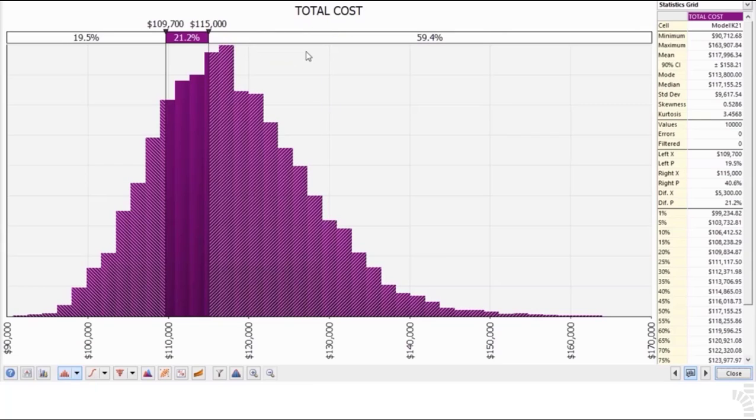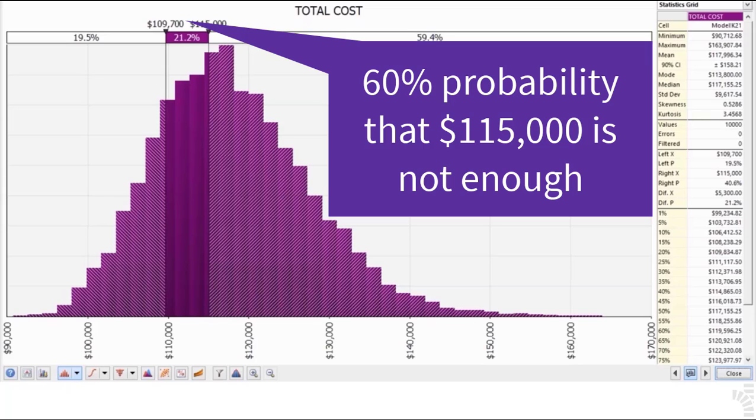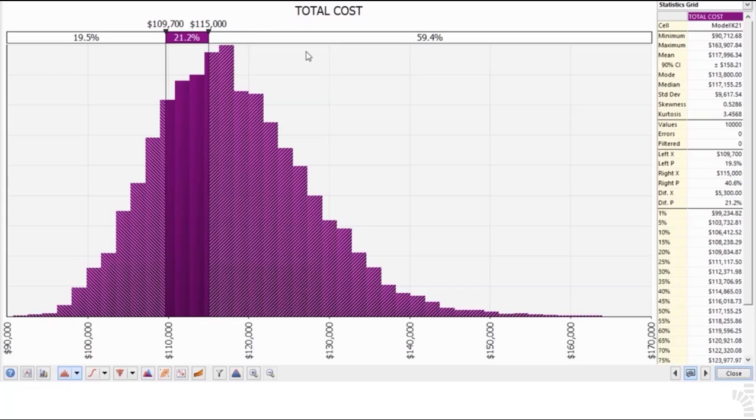If contingency reserve were to be established at $115,000, there would be an approximate 40% probability that it would be enough. In other words, under this arbitrarily established figure of $115,000, there's a 60% probability that it will not be enough to cover eventual costs. Notice that we have first established a given level for our x-axis variable, the total cost, and then @Risk has calculated the respective cumulative probability assigned to such a level.